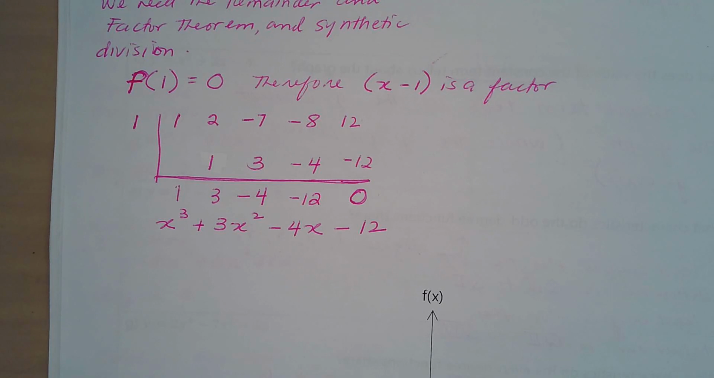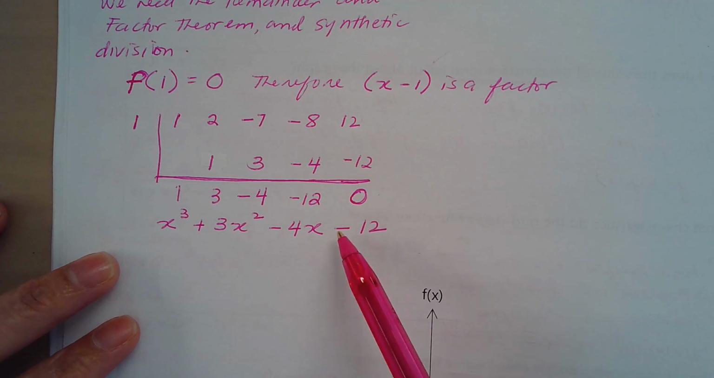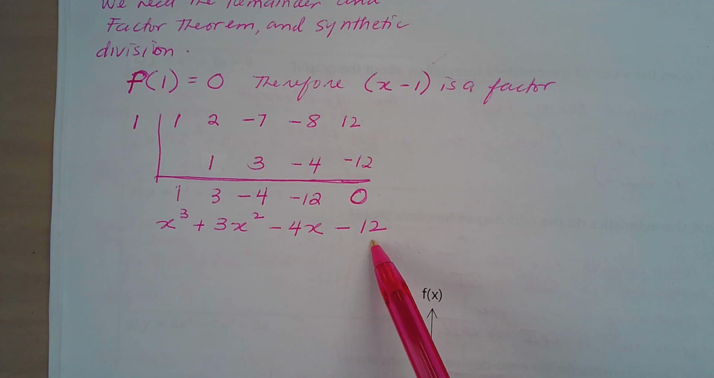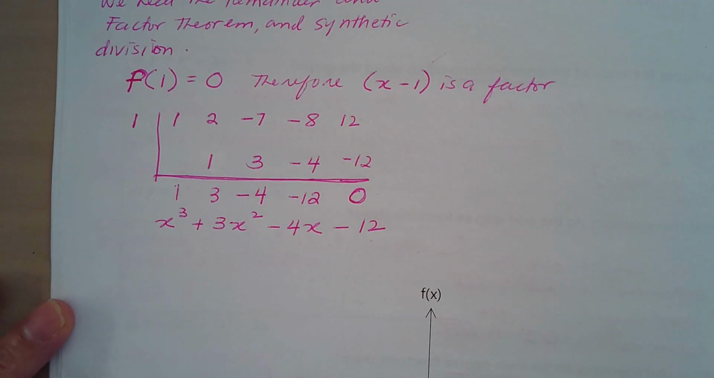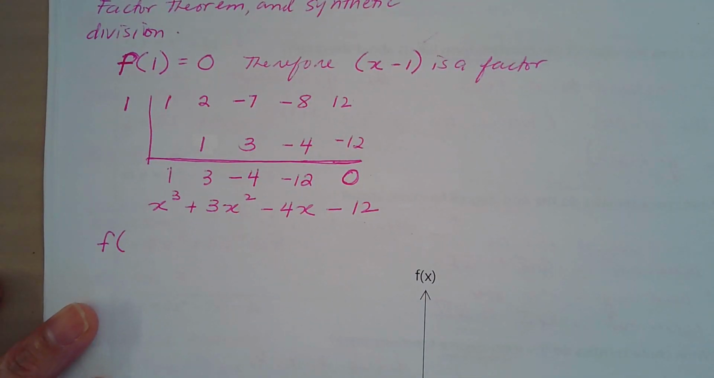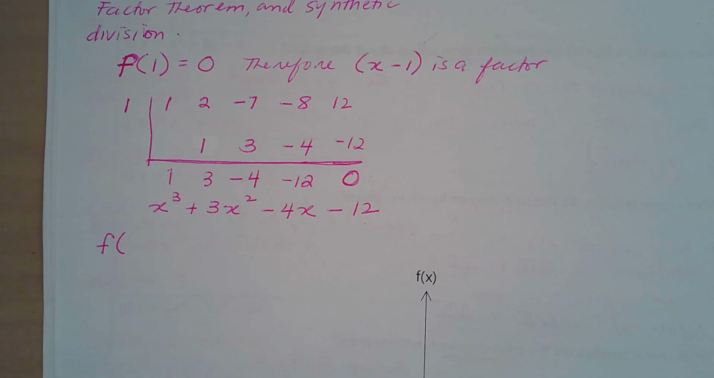Can we use 1 again? Look at the factors of negative 12. What are the factors of negative 12? It's plus or minus 1, plus or minus 2. F of, can we use 1? Will that give us a 0 remainder? No. Can I use negative 1? No. Can I use 2? Yeah, I guess.